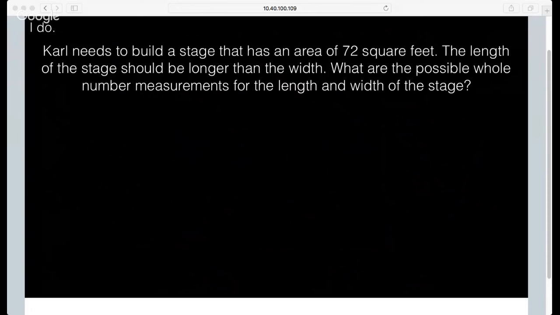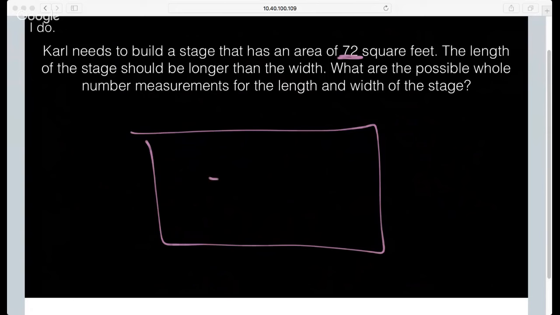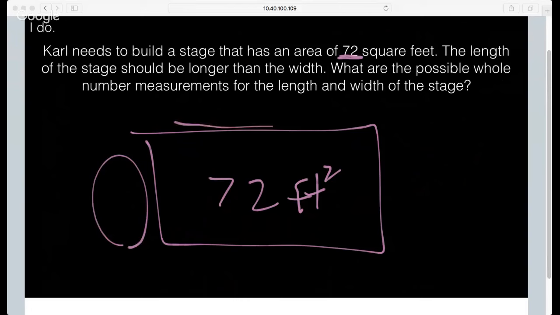Okay, this is another problem just like the first ones we did, where we're trying to find the area. No, not find the area. We have the area. This one looks like it's square feet. And we need to find out what the length and the width could be for this.